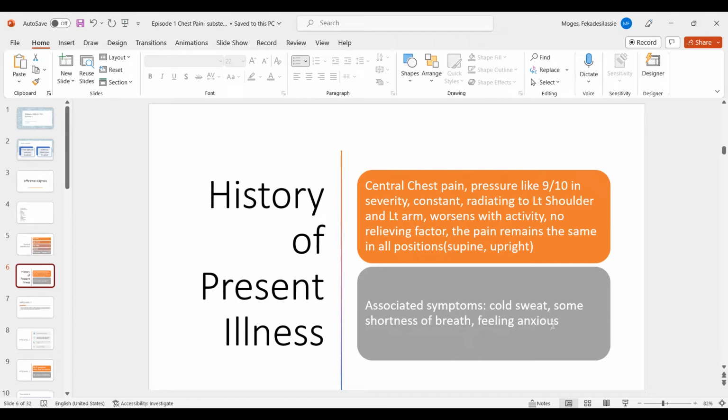So shortness of breath, feeling anxious, and I feel anxious, okay? I feel anxious because of the pain. I feel like I'm dying. Feeling anxious makes you suspect the possibility of panic attack, because patients with panic attack feel anxious, right? So, okay, more or less you have asked most of the questions.